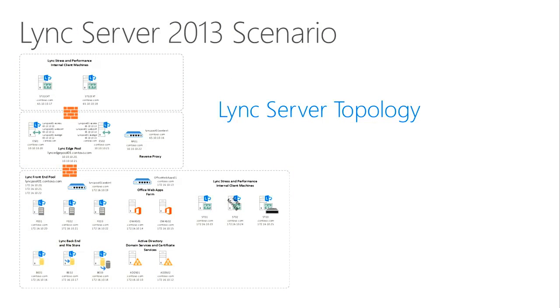So here's a topology that we used. You can see, hopefully this works, I'll use the mouse, that we've got our external clients sitting here. Then we've obviously got a DMZ, and we've got the edges and reverse proxy, and then we have the interior part of our network. We have our internal clients sitting just here.